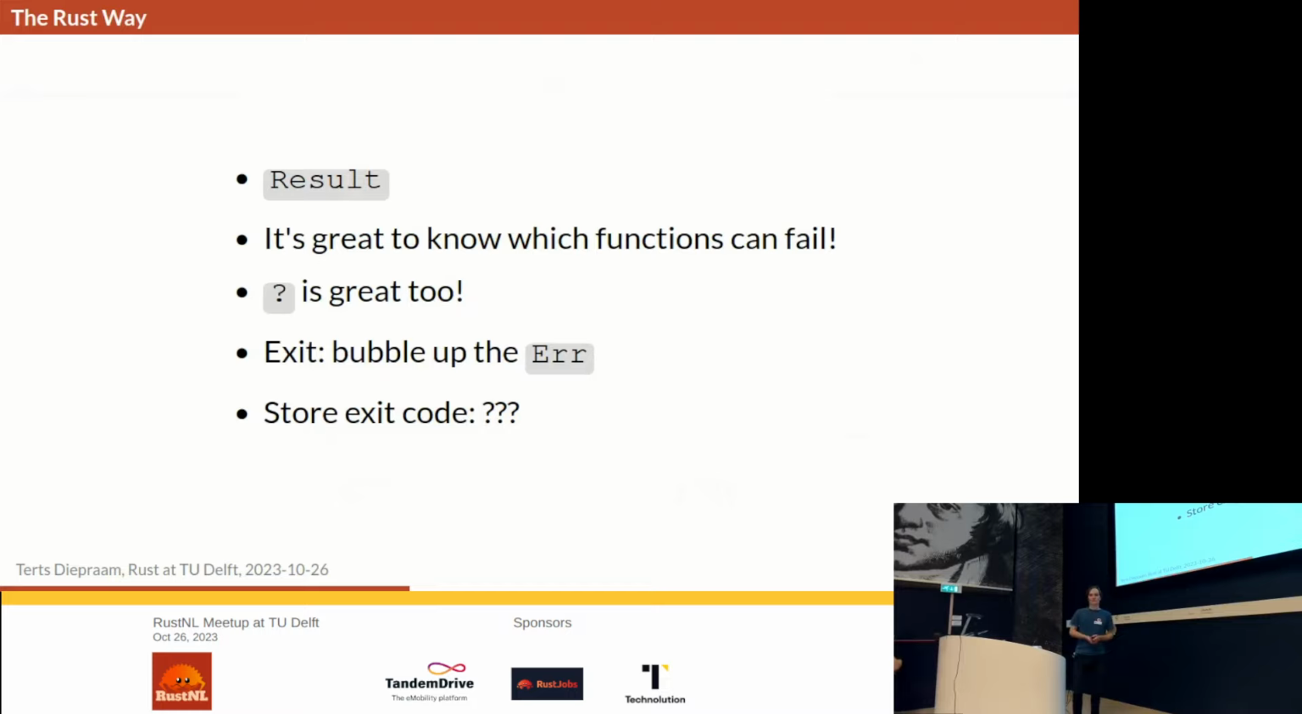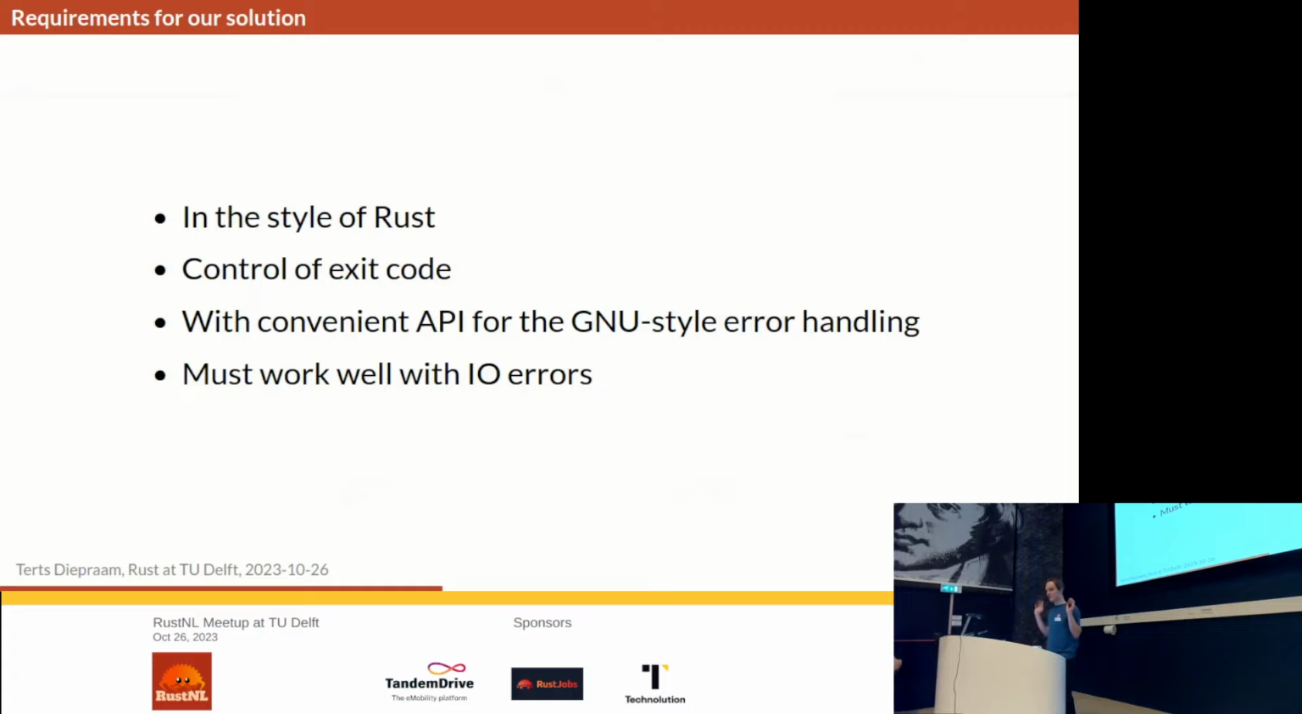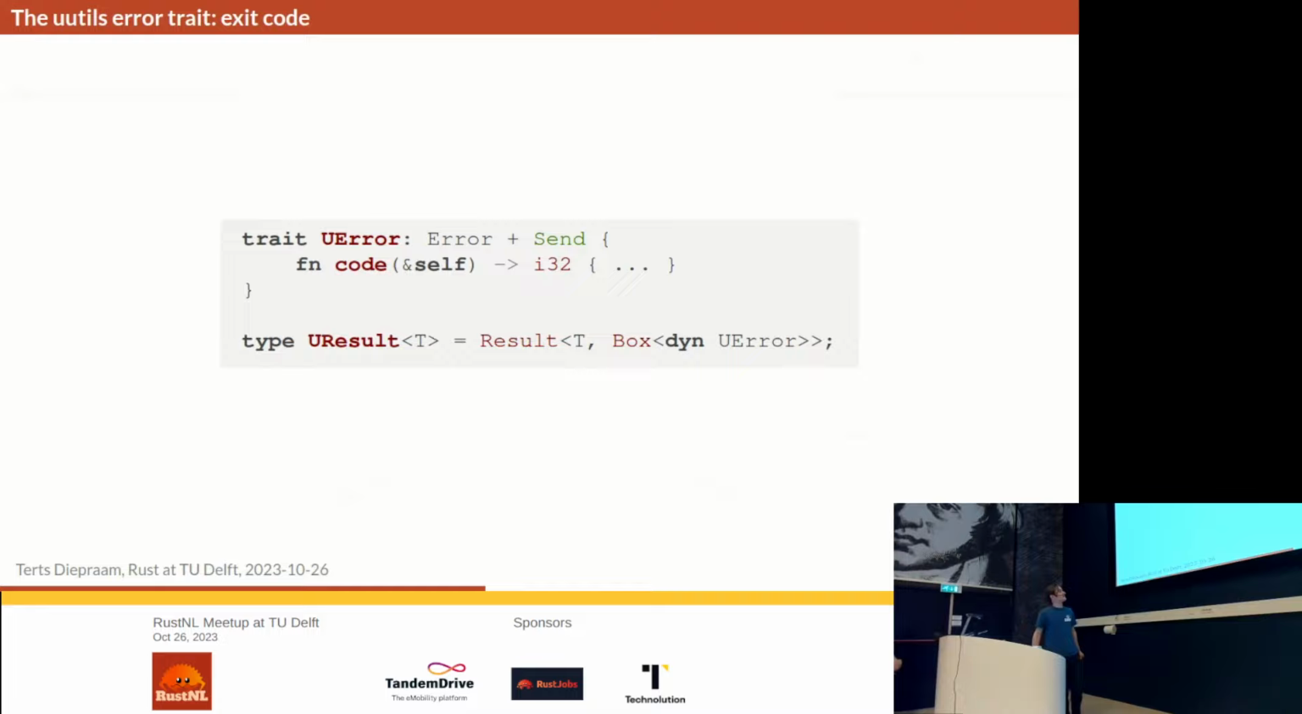So what we want, in the style of Rust, is to control the exit code, and we want to do these new things. And also we're doing a lot of IO related things. That's what these utils are mostly for. So we need to work well with just the standard library IO errors. So we came up with this. This is a little trait, and it just extends the normal error trait with an additional method called code. And that's just going to give us the exit code that corresponds to this error type. And then we just make a nice Result for that. As you do, we like to prefix everything with a U because it's uutils. And we box up the error just so we can have nice error handling.